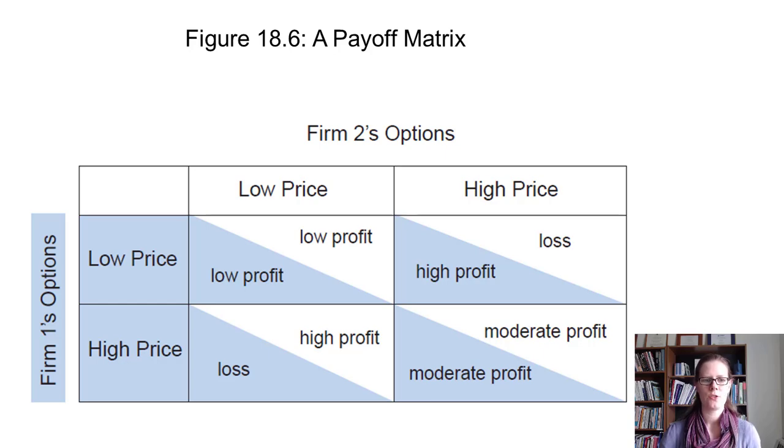So here's an example of how that works. Here we have a market with just 2 firms, Firm 1 and Firm 2. So for example, you might think of Coca-Cola and Pepsi. Each firm has to decide how much to charge for its product. So first, suppose that both firms are charging a high price for their product in order to make as much profit as possible on each unit that they sell. In that case, both firms would make a moderate profit.